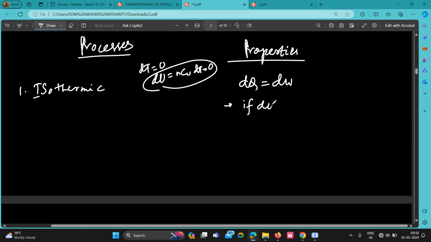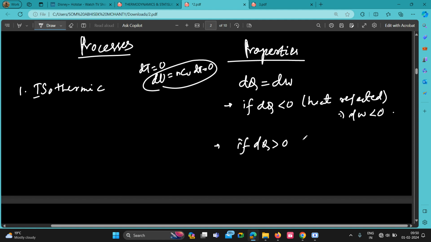If dQ is less than 0, that means heat is ejected, then dW will also be less than 0. If dQ is greater than 0, that means heat gained or heat added, then dW will also be greater than 0. This is isothermal.